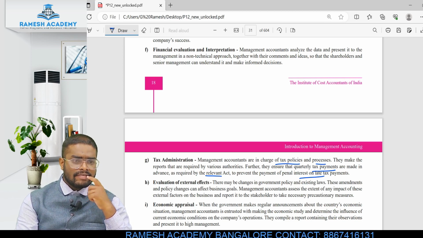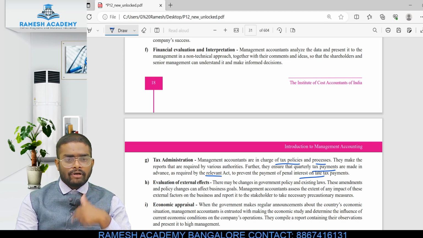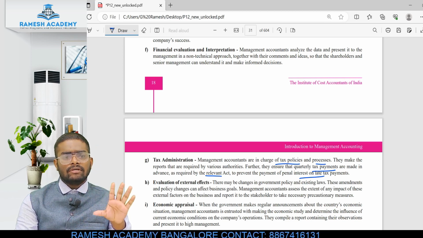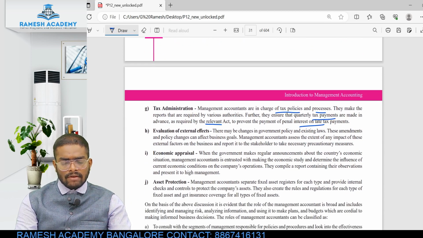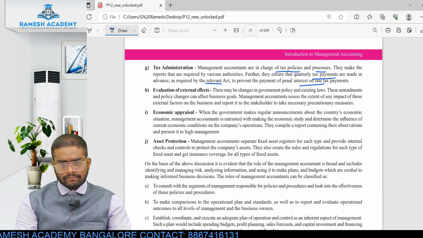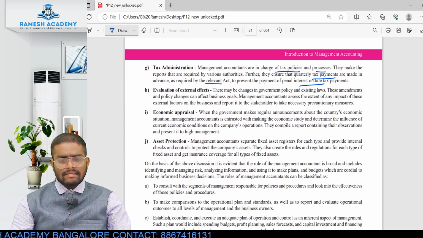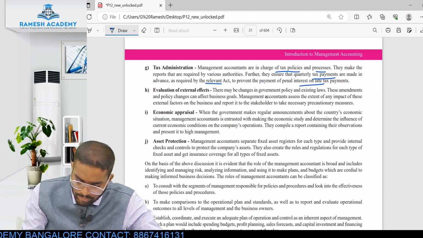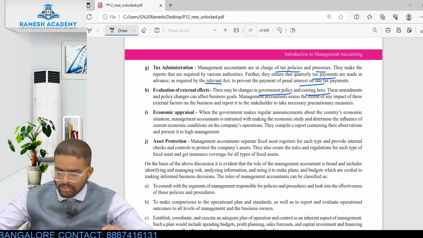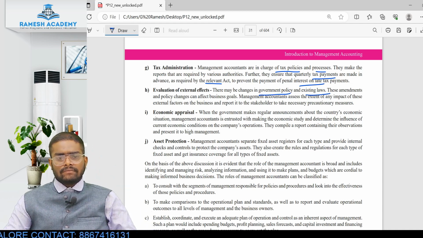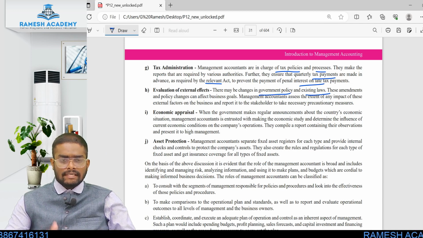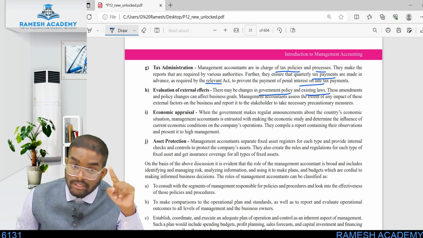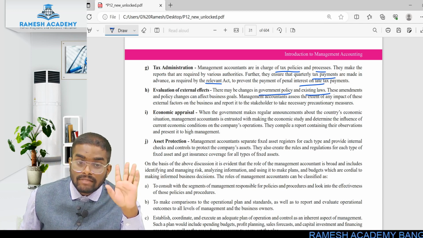No, we'll be incurring a loss for no reason, through our own fault. That's the reason the management accountant will be analyzing all these situations. Evaluation of external effects: we'll have certain external effects, like government policy and existing laws. So the government makes a law that something we are practicing is void. It will not be legal from tomorrow. So the management accountant should be very much aware of this.